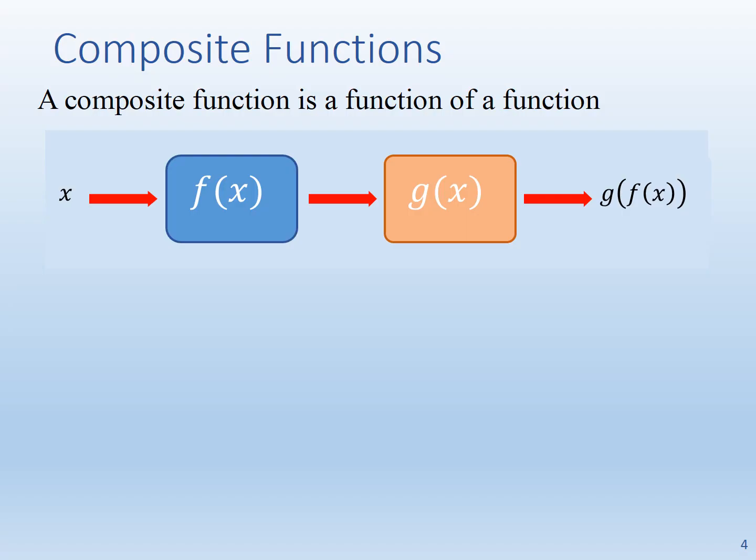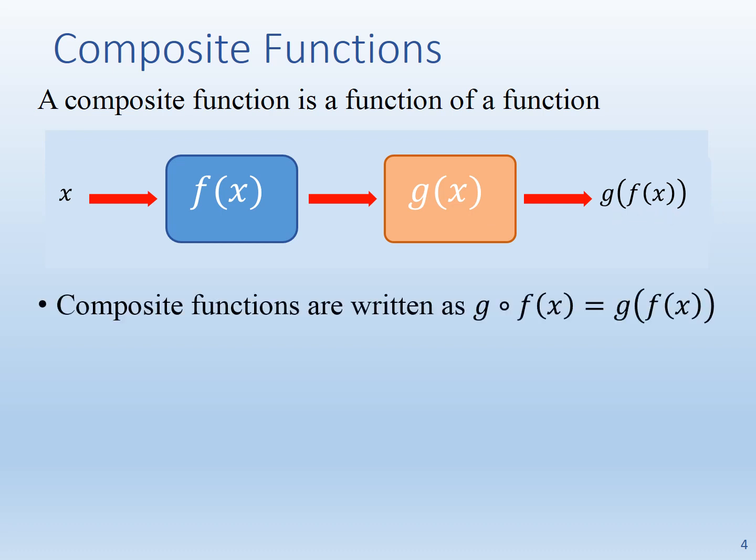We can get a new function by getting a function of a function. That means that our input value goes into one function and the output of that function goes into the second function. So we're getting g of f of x. That's called a composite function, and it's written as g-o-f, or g of f of x.